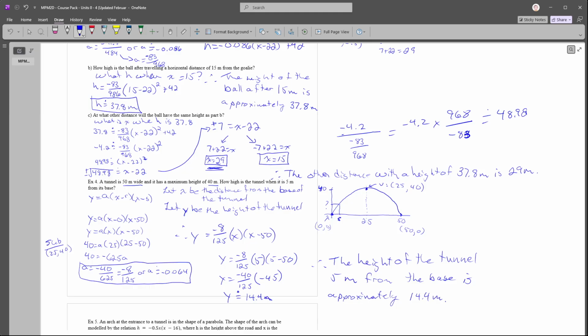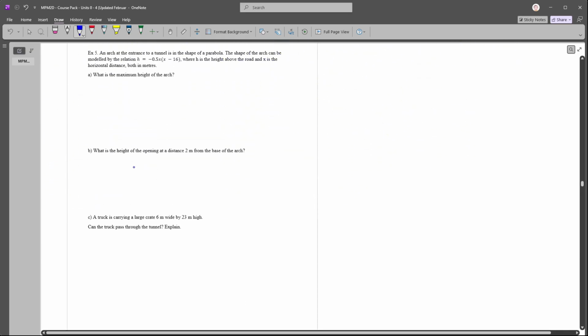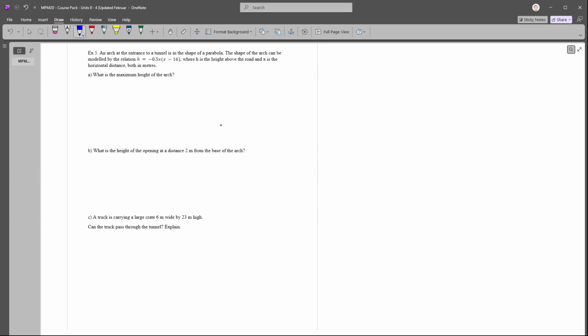All right, one more question. Maybe two? Yeah, one more question. So this is another similar one, although the question is going to cause a little bit more thinking involved. So an arch at the entrance to a tunnel is in the shape of a parabola. Makes sense? The shape of the arch can be modeled by the relation h is equal to negative 0.5 x times x minus 16, where h is the height above the road and x is the horizontal distance, both in meters. So they're actually giving us the relation.